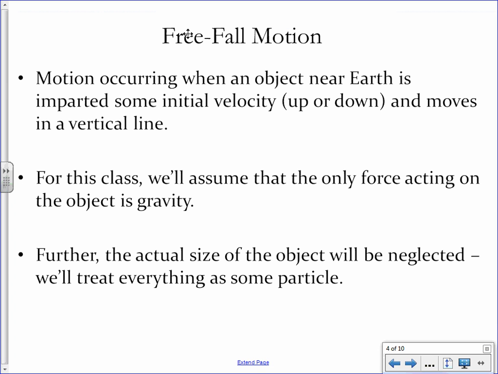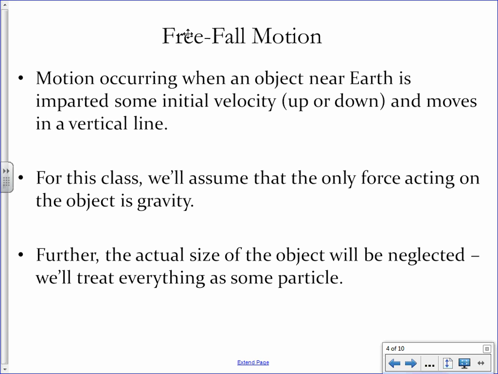The equation that we use, you probably have seen in physics, those of you who are physics people. When I say free fall motion, I'm talking about motion on Earth, where we have initial velocity either up or down. So I'm either throwing a ball straight up in the air and it comes down, or I'm throwing something straight into the ground.